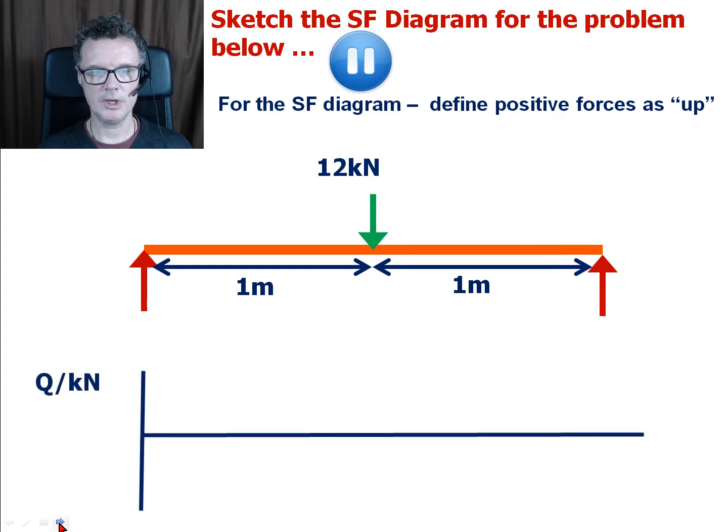So the first thing we need to make sure is we got your units. So here we're going to have your kilonewtons. I'm going to use the symbol Q here. And along the X axis here, we'll have X and we'll have units meters.